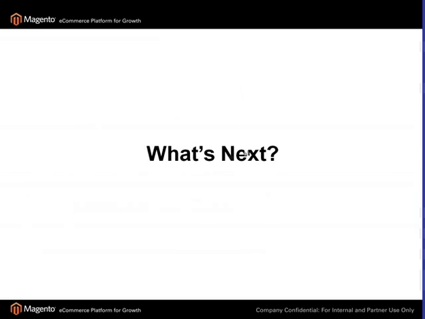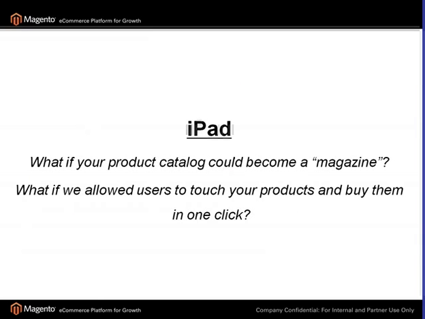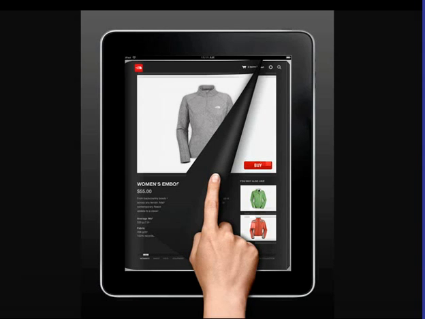I want to talk quickly about what's next and then get to some of your questions. iPad is going to be coming this fall. The question is, what if your product catalog could become like a digital magazine, and you can actually let people turn pages and touch products? This is one of the mocks for that. What it would be like if we allowed people to touch your products and to just absorb your product catalog and make a magazine out of it.